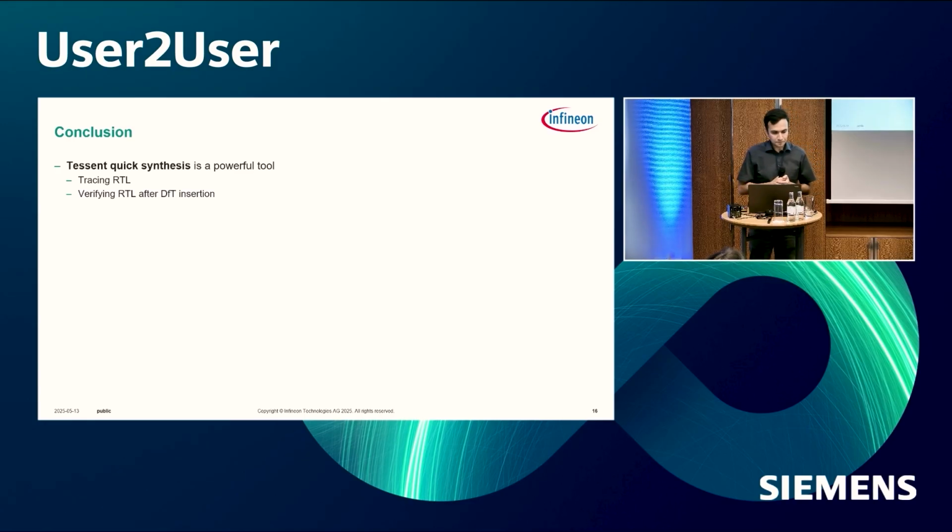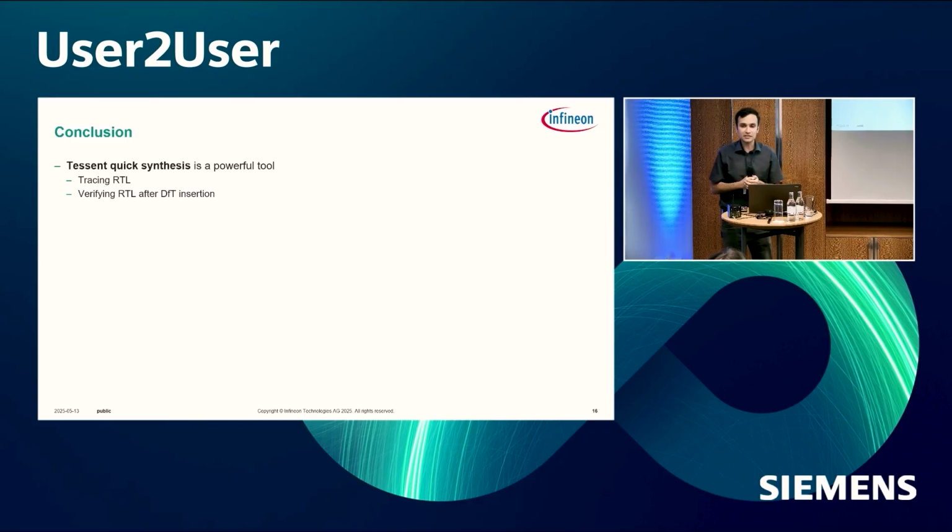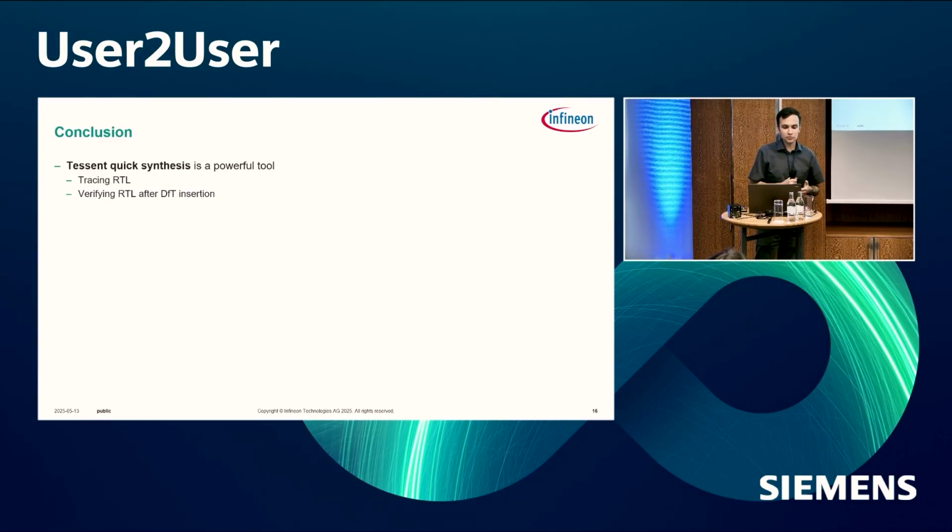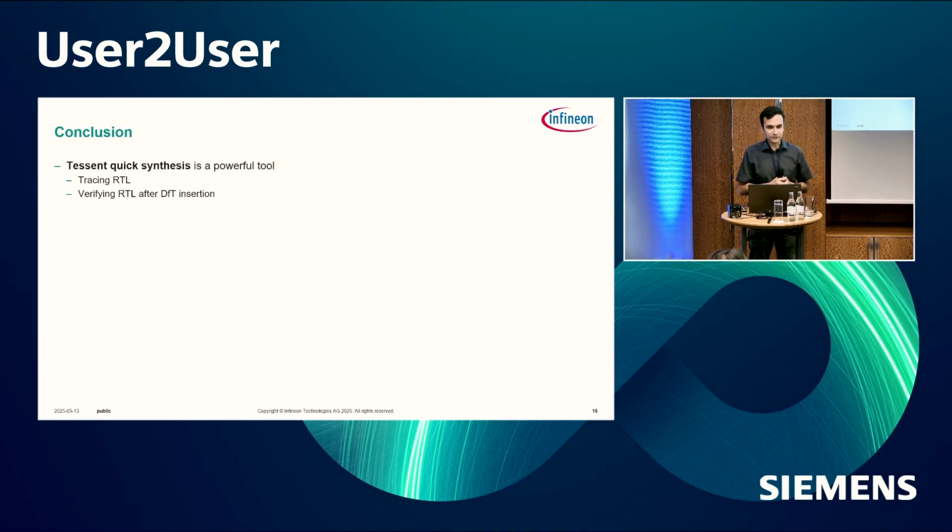And okay, now I want to just conclude my presentation. We believe that Tessent Quick Synthesis is a powerful tool. We can use it for tracing RTL, particularly when we have the pre-insertion TSDB. And we also try to verify the DFT RTL insertion when we have the post-insertion TSDB. And we try to integrate it into our DFT flow in order to avoid these RTL issues.